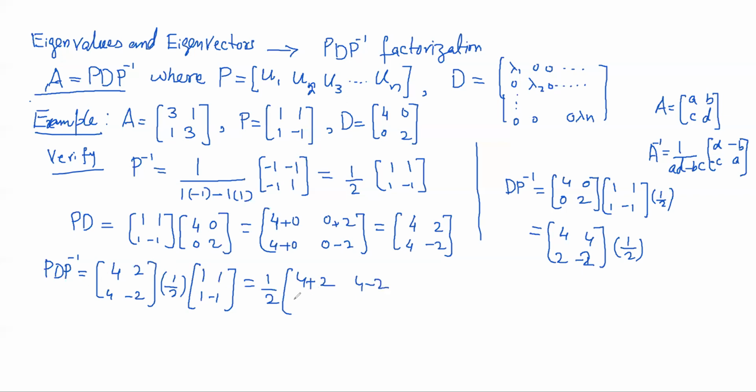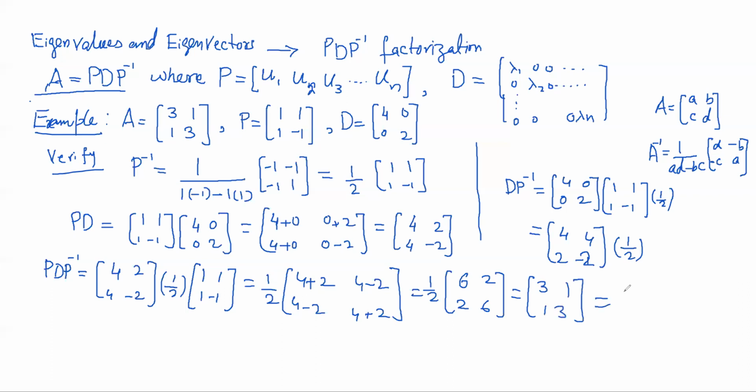4 times 1 is 4, 2 times minus 1 is minus 2. And then 4 times 1 is 4, and minus 2 times 1 is plus 2. Okay, so now what we get is 1 by 2, 6, 2, 2, 6. And then now we divide by 2, so it will be 3, 1, 1, 3. Which is the same as matrix A.